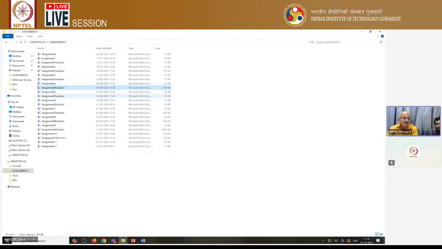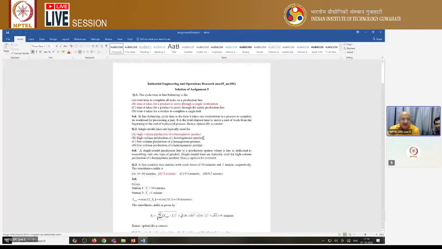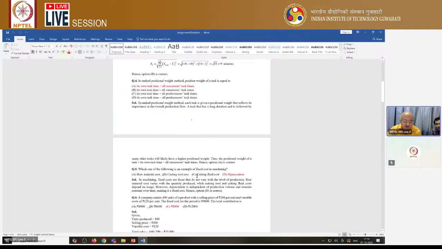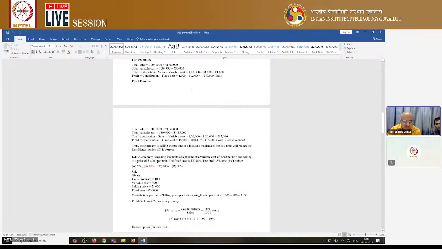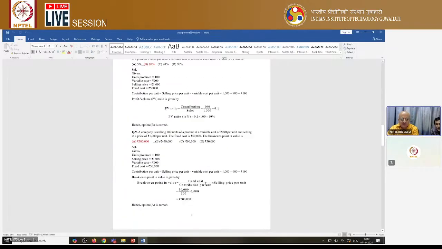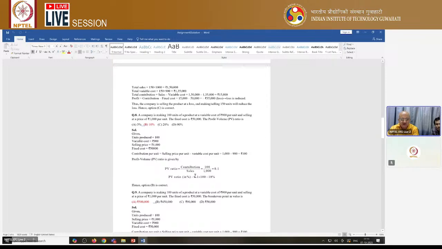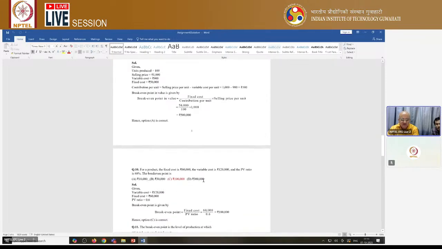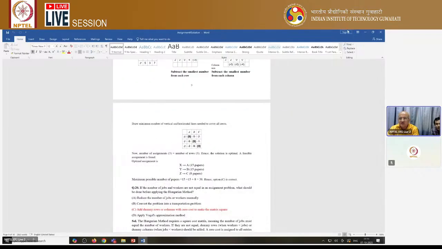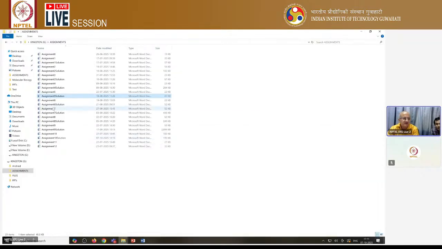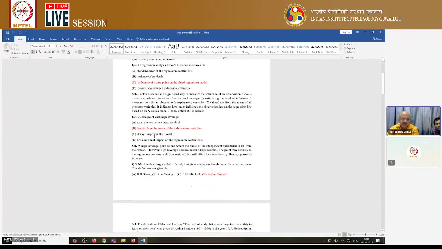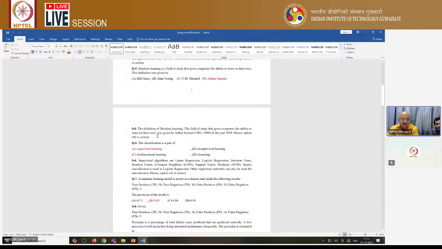Assignment 5 is about line balancing, and about PV ratio and break-even quantity. We also defined the profit volume ratio, contribution divided by sales. That type of thing has also been explained to you. And then after that, assignment 6, solution, reliability, and then data points.